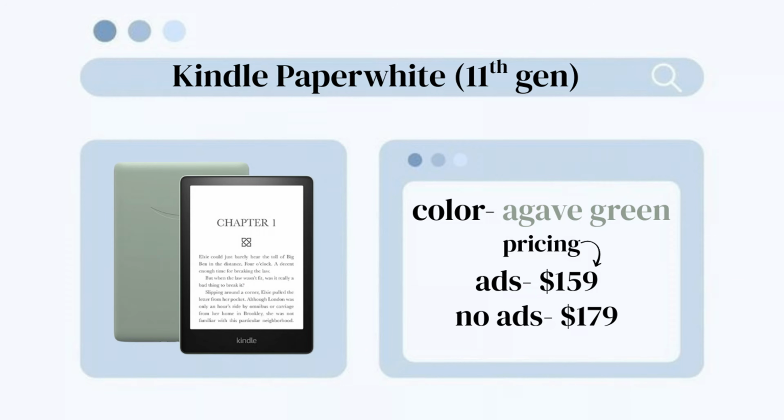So first off, I just wanted to start off by saying what kind of Kindle I have. I have the Kindle Paperwhite 11th Gen 16 gigabyte in agave green. I don't think they sell this one anymore. I went on Amazon to see if I could try to link it for you guys in the description box, and they don't sell this one anymore, but I will have one linked down below that is the same price that I got mine for. It's just the newer model that they've come out with.